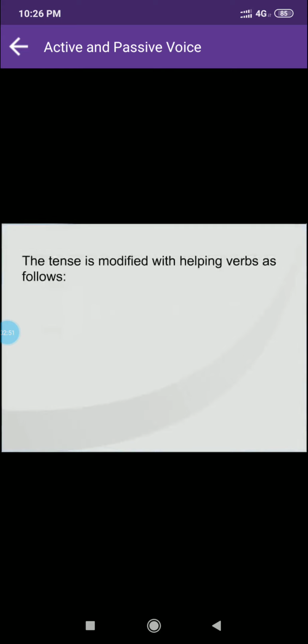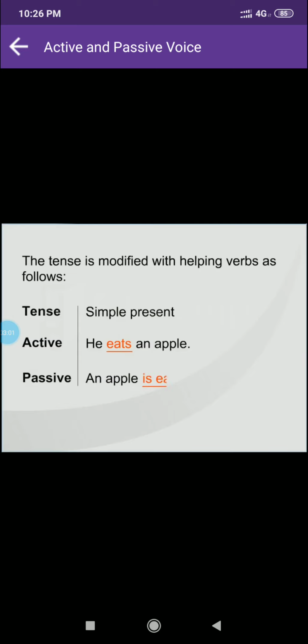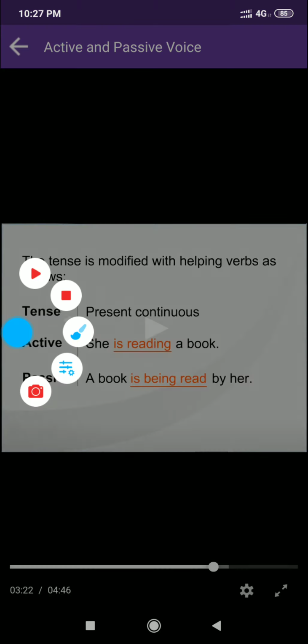While changing from active to passive, the tense is modified with helping verbs as follows. He eats an apple. The sentence is in simple present tense and will change to, an apple is eaten by him, where eaten is the past participle form of the verb eats. Similarly, she is reading a book will transform to, a book is being read by her.